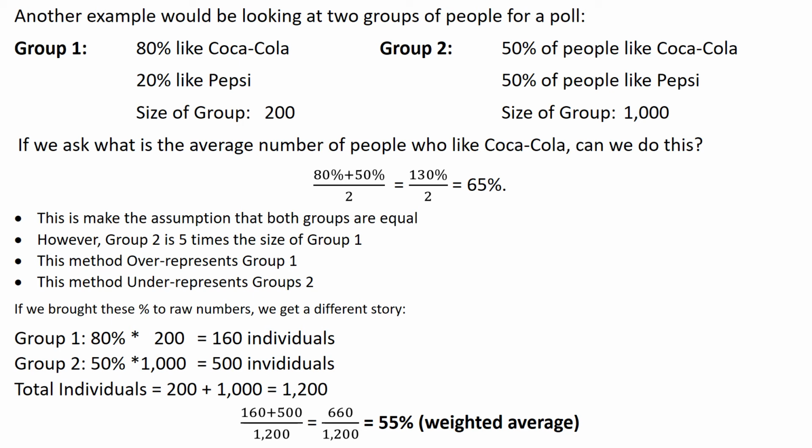I'll take the first group, 80% like Coke, multiply times 200 people. 80% times 200, 160 individuals. Group 2, 50% people like Coke. Out of 1,000 individuals, that's 500. So if I add 160 plus 500, that's 660 people among the two groups out of how much total? 200 plus 1,000 the other, that's 1,200. So 660 divided by 1,200 is 55%. Much lower with a weighted average than the 65%. And this is why we need to weight, because we get a more honest answer based on the volume within the different groups.